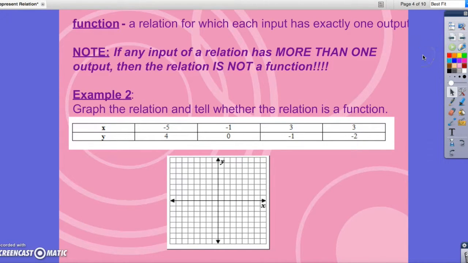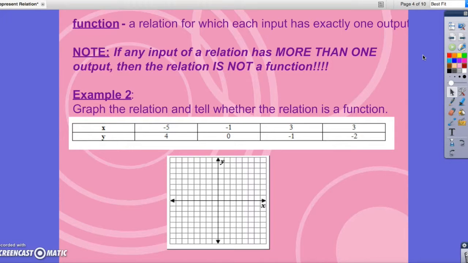Here's our term, function: a relation for which each input has exactly one output. So each input. I have a note here: if any input of a relation has more than one output, then the relation is not a function. So x's can't repeat. Y's can repeat, that's okay. The output can repeat. The input cannot. So let's take a look at example 2.